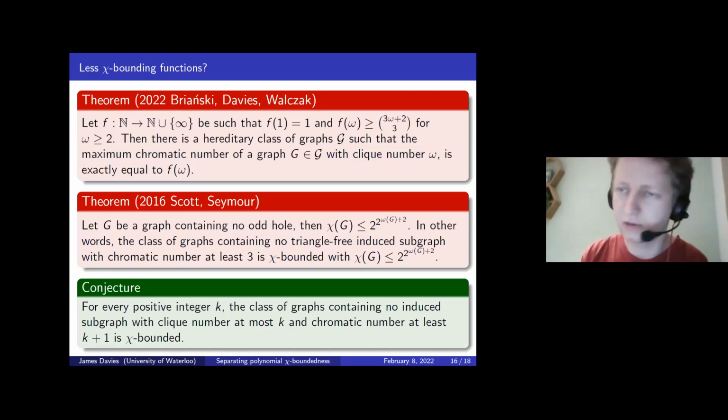So in the k equals 2 case, this is exactly the same as the odd hole theorem, because triangle-free graphs are bipartite. So this would be a generalization that again says that if your f of omega is way too low, the lowest it can be at omega at some point, then you have some restriction and you're chi-bounded. But I think this would be true, but I just have no idea how you could even go about trying to do something like this.